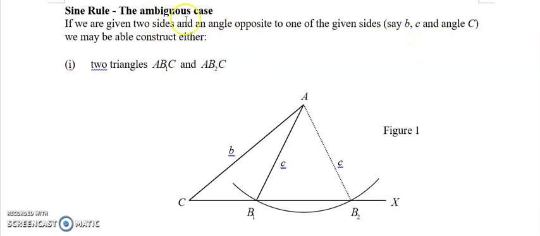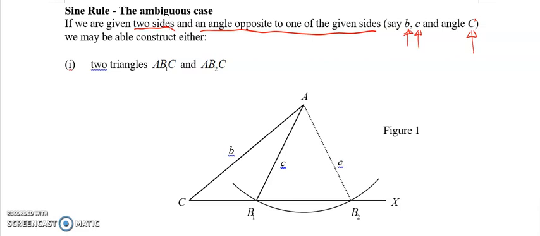two sides, the values of two sides, and an angle opposite to one of the given sides. For example, the question describes and tells us the length of two sides, which can be sides b and c, and it tells us the value of angle C. Recall the naming convention in your sine rule in the previous page.